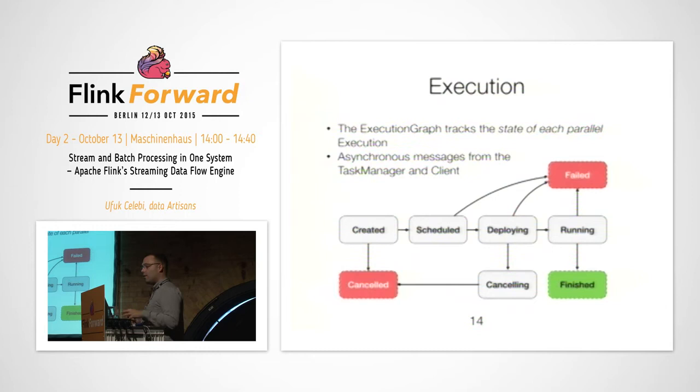This comes from messages from the client, for example. You have your job running, the client wants to cancel this, the job manager gets a cancel message, and all the tasks which were running, for example, switch to failed.